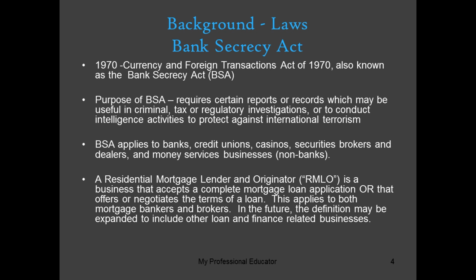A residential mortgage lender and originator, or RMLO as they call it, is defined as a business that accepts a complete mortgage application or offers or negotiates the terms of a loan. So in other words, it applies to both mortgage bankers and brokers. That definition could be expanded to include other types of loan and finance-related businesses.